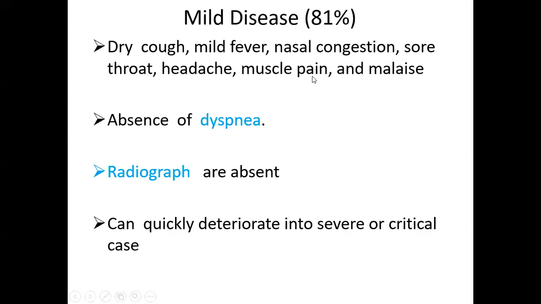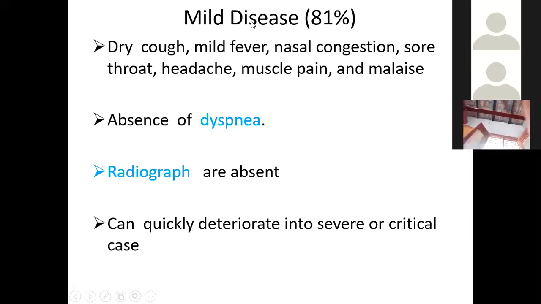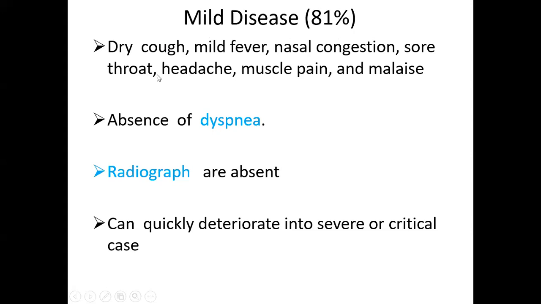Clinically, COVID-19 presents in different forms according to the severity. On the basis of the severity, it may be mild disease, moderate disease, severe, or critical. In most of the cases, approximately 81%, the disease is mild. The symptoms are dry cough, mild fever, nasal congestion, sore throat, headache, muscle pain, and malaise. These are the symptoms of the upper respiratory tract, and they are flu-like symptoms.